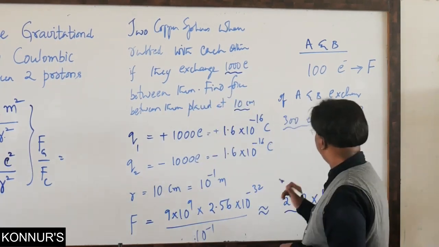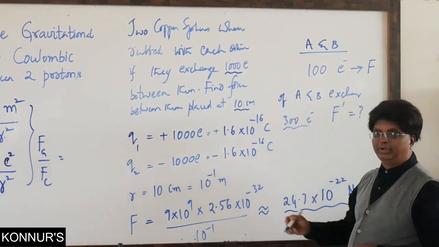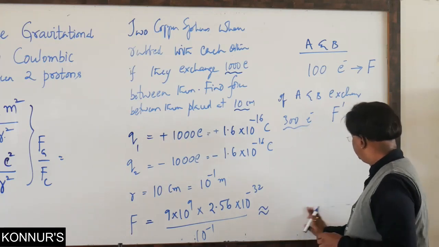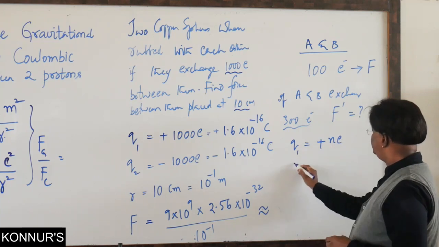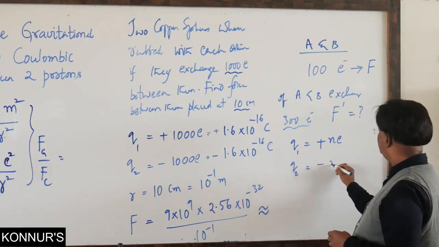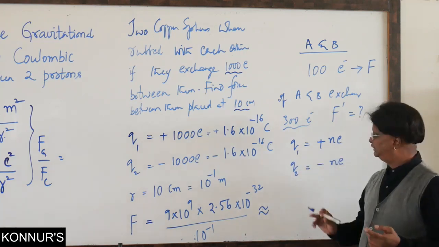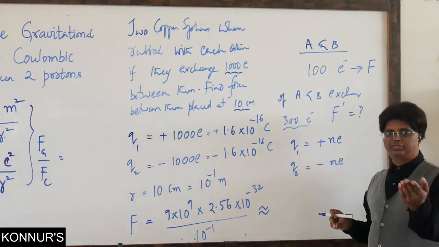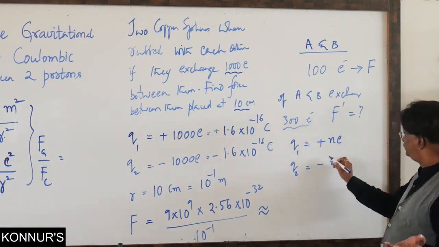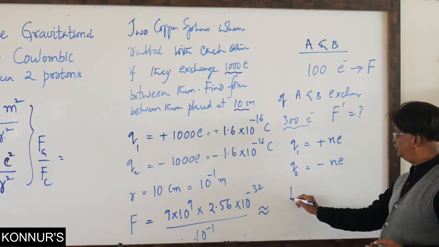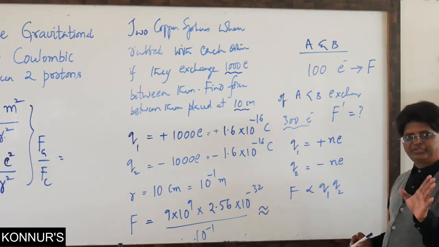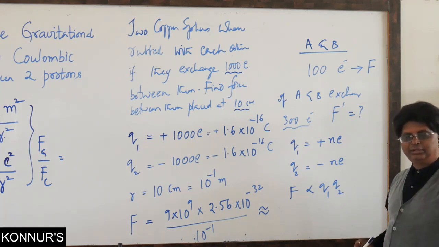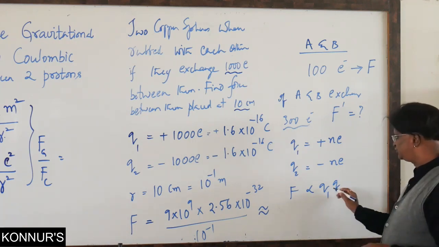Now here earlier we have seen with numbers. Now let us take Q1 is equal to plus Ne and Q2 is equal to minus Ne. Right? Q1 is plus Ne, number of electrons exchanged between them, positive and negative charge. We know that F proportional to Q1 Q2, is it not? For the same separation, no change in the distance, it is constant. F proportional to Q1 Q2.